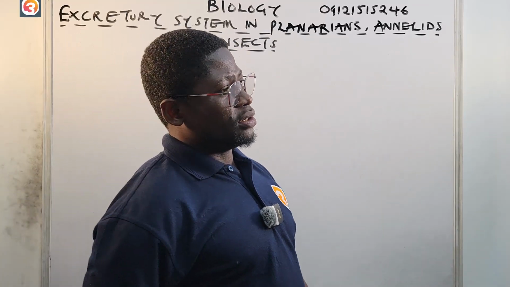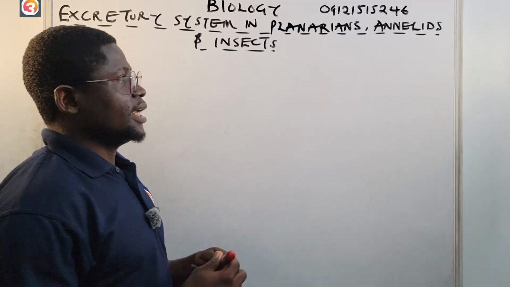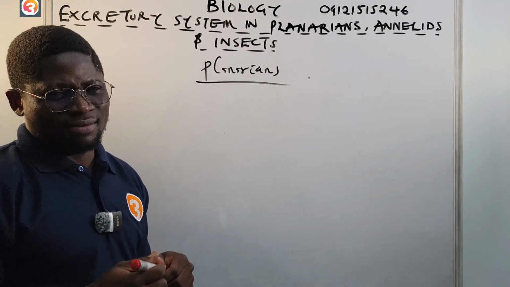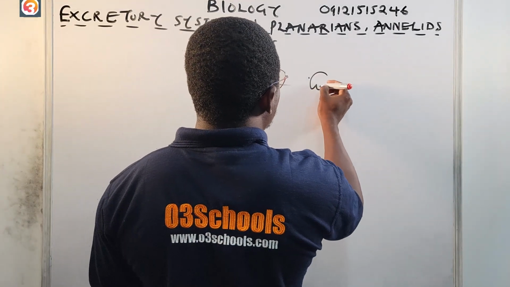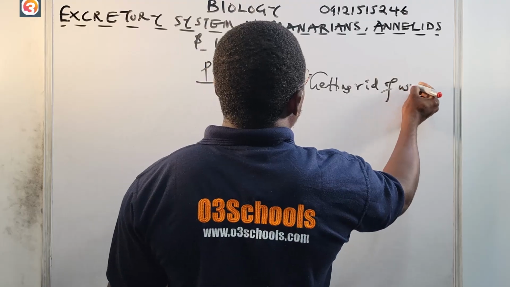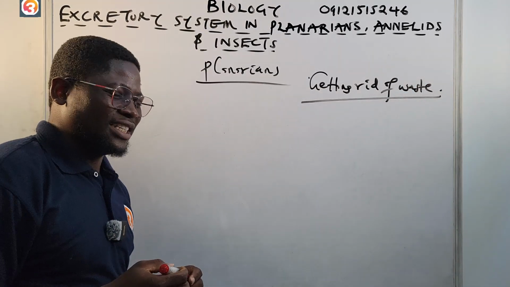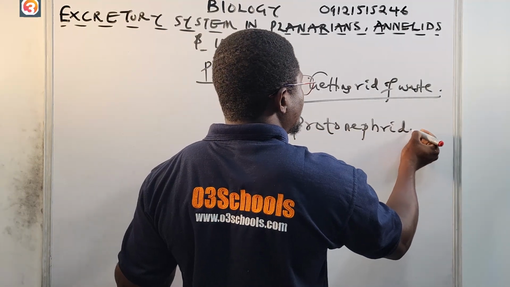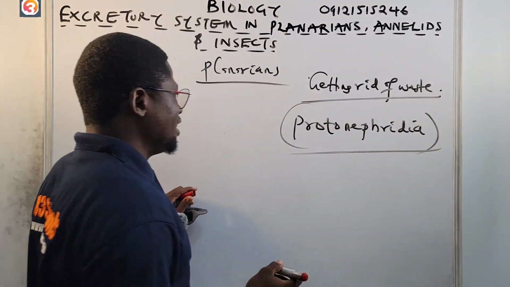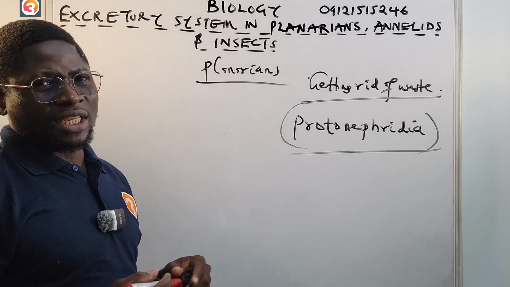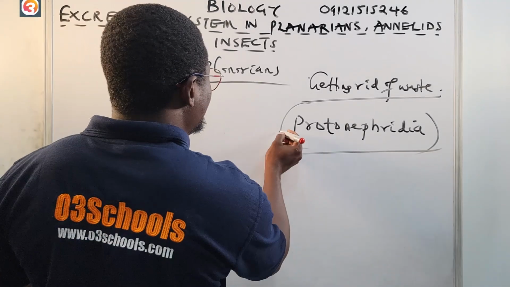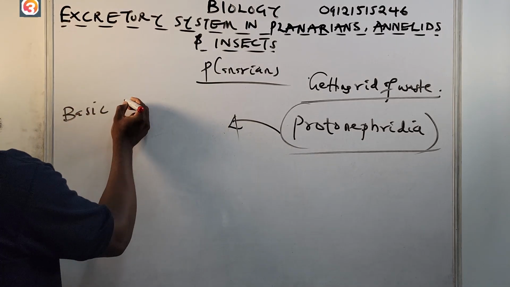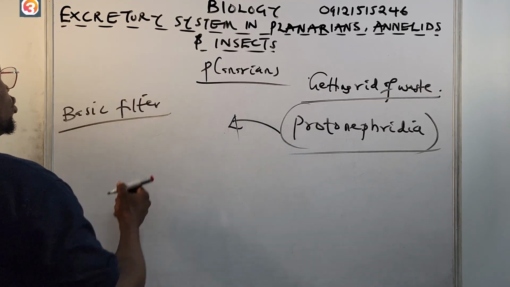So let us go to the board and quickly we'll talk about the excretory system in planarians first. Planarians have a simple method of getting rid of waste. They use a system that is called protonephridia. What the system does is help filter out fluids. This protonephridia works like a basic filter for fluids.